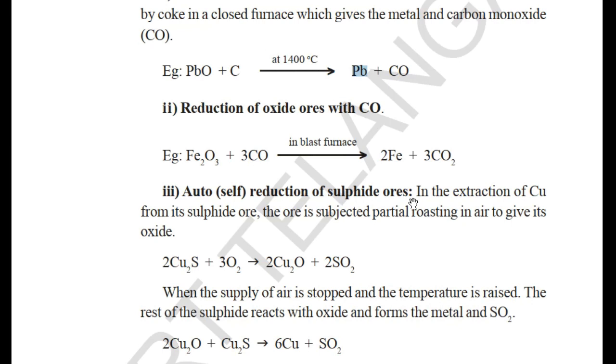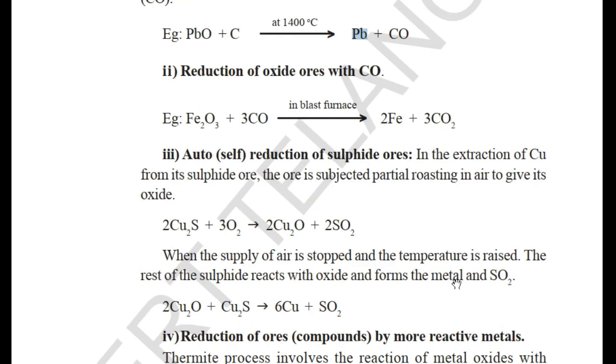So in the extraction of copper from the sulfide, the ore is subjected to partial roasting in air to give its oxide. When the supply of air is stopped and the temperature is raised, the rest of the sulfide reacts with the oxide to form the metal. So first they will be heating.